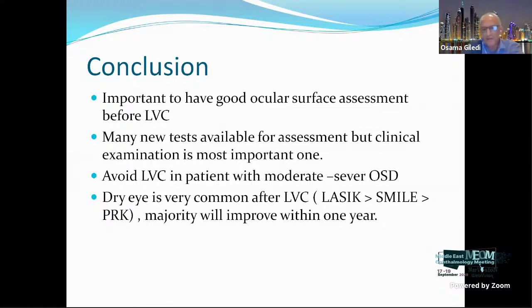Especially if you do LASIK, there's more chance of dry eye than with SMILE, and SMILE more than PRK has a risk of dry eye. But the good thing is that the majority of this dry eye improves, though sometimes it takes a few months up to a year to go back to normal, although very rarely people could have long-term dry eye.